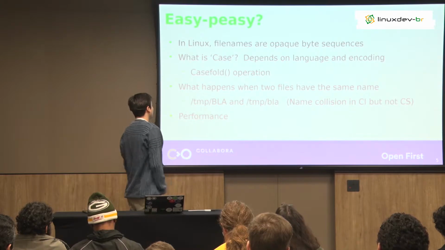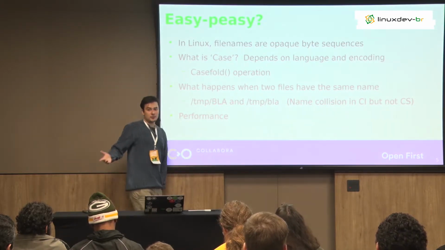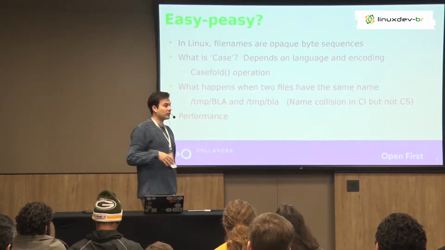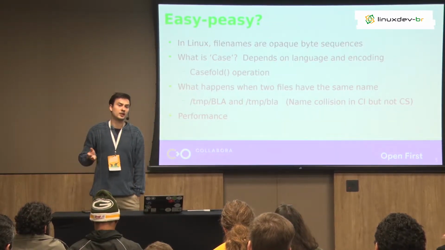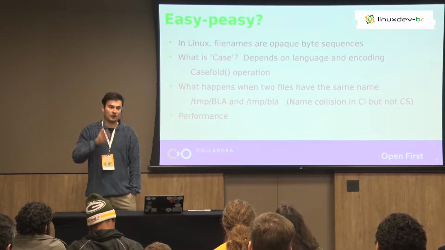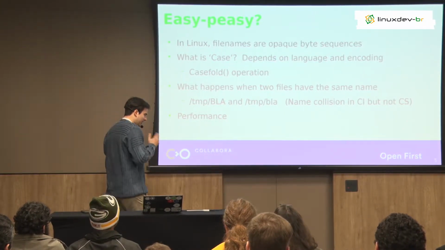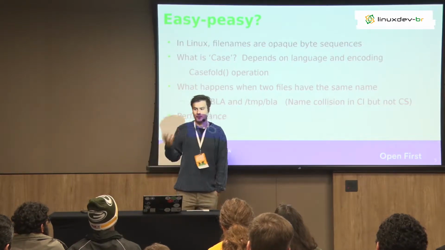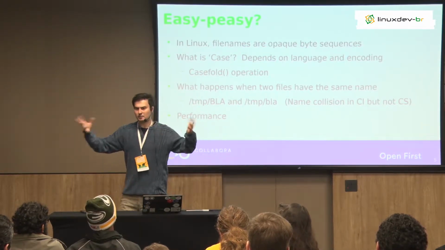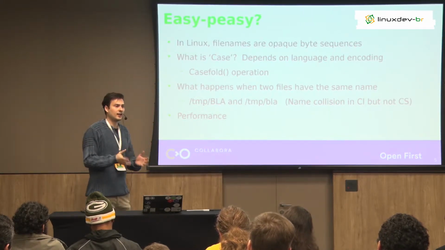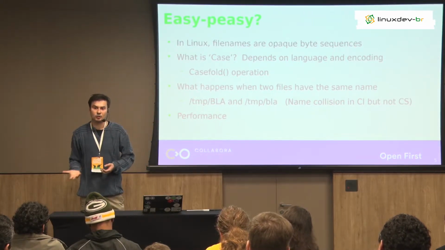So easy peasy. In Linux file systems nowadays, file names are opaque byte sequences. So they are basically any null-terminated string that doesn't contain a forward slash. And if you think about that, what exactly is case when I'm talking about bytes? If it's just an opaque byte sequence, we are just seeing hexadecimal values, there is no case. Case only makes sense when you're talking about a language.